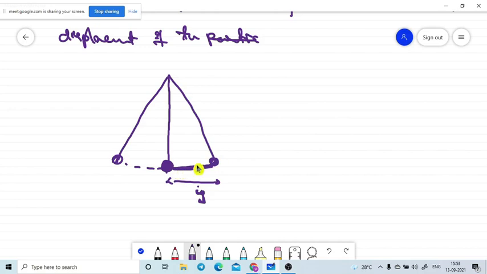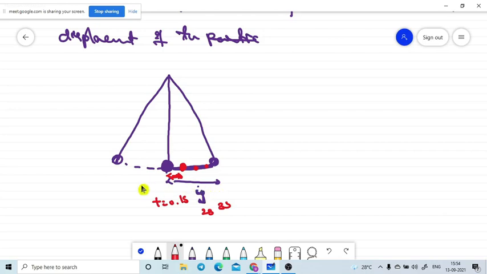So at a given instant, at a particular time, if this is time t equal to 0 seconds, the particle may be here; at 1 second, the particle may be somewhere here; at 2 seconds, somewhere here; at 3 seconds, like that. At the given time, how much distance it is from its mean position, that is named as the displacement of the particle in SHM.